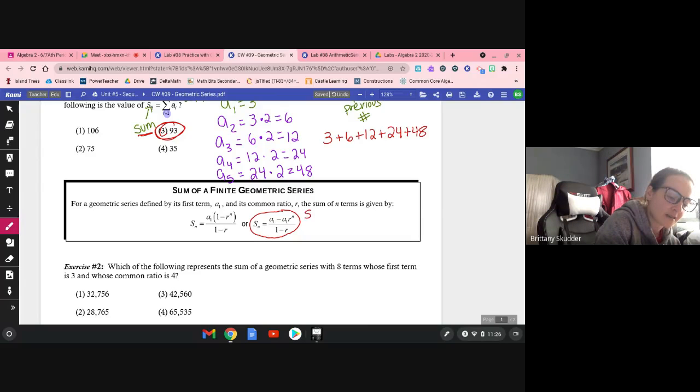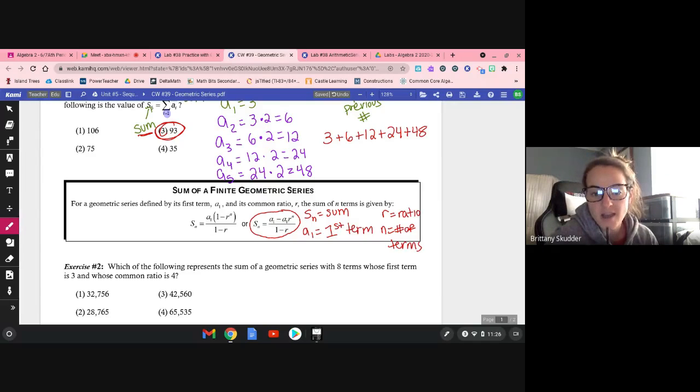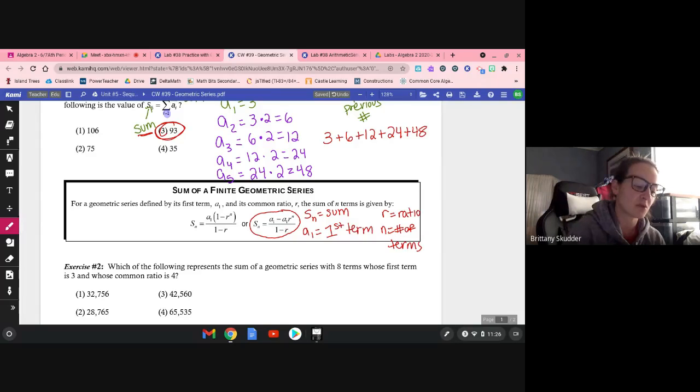So S of n means sum. A1 is equal to first term. R is our ratio. And n is our number of terms. So just like yesterday, when you're trying to find this geometric series, you're going to look and see if the problem gives you all of those values. And if it doesn't, then you have to use the sequence formula to find one of those values.